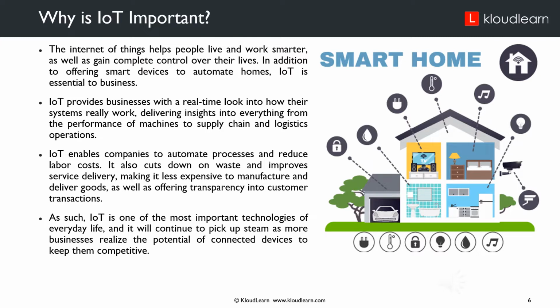Why is IoT important? The Internet of Things helps people live and work smarter, as well as gain complete control over their lives. In addition to offering smart devices to automate homes, IoT is essential to business. IoT provides businesses with a real time look into how their systems really work, delivering insights into everything from the performance of machines to supply chain and logistic operations.